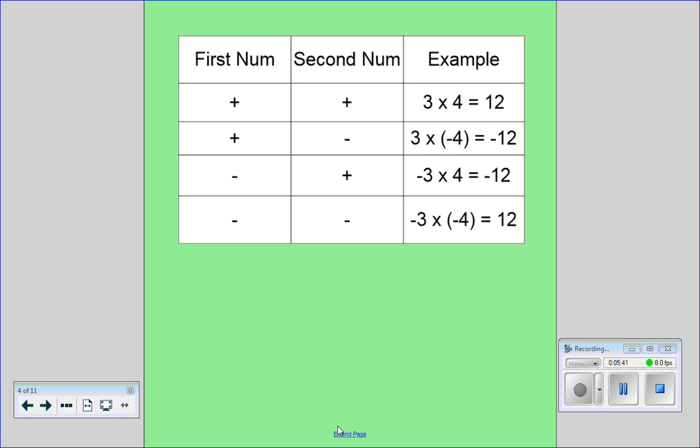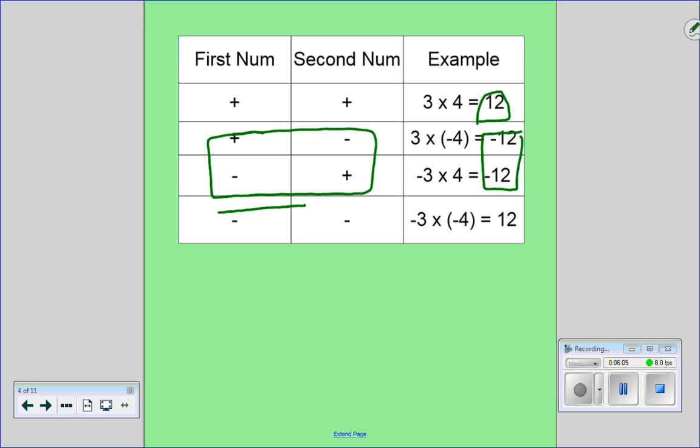I like to see things out in black and white. I like to just look at it. I don't like to read a book about it. I just want to look at it and know what's going on. So this is my version of what I just showed you in a picture. If I'm going to multiply two positives, my answer is going to be positive. If I'm going to multiply two different signs, guess what my answer is going to be?